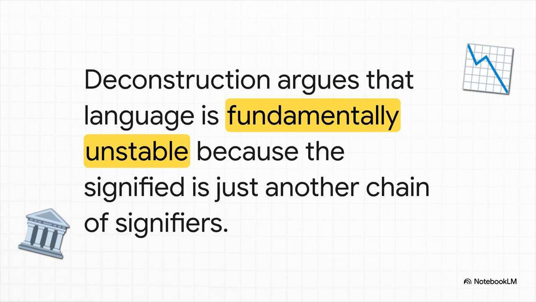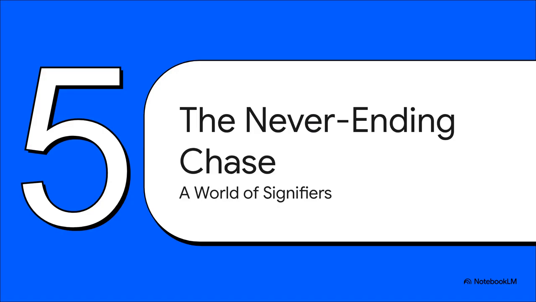Deconstruction, a school of thought tied to the philosopher Jacques Derrida, says if that's true, if a signified is just another signifier, then our whole system of language isn't stable. Not at all. It's actually fundamentally, permanently unstable. So what does that leave us with? If there's no stable concept to anchor our words, we're left with something that feels like an infinite, never-ending chase.